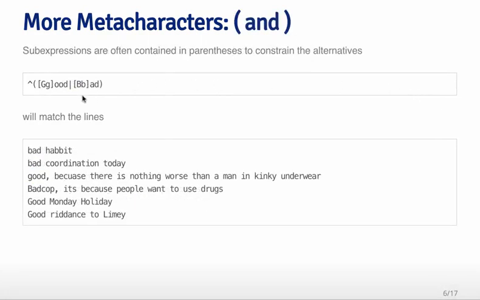An alternative is to include parentheses to constrain the alternatives. So here we're looking at the beginning of the line, and you have to have either good or bad, lowercase or uppercase, at the beginning of the line. But in this case, we've now constrained it so that even if we're looking for bad, it has to be found at the beginning of the line.